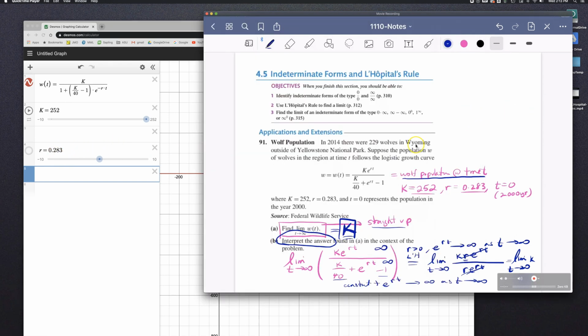So there's an actual problem where L'Hopital's rule might be needed, in the context of a problem that might have some meaning. So ends this video.